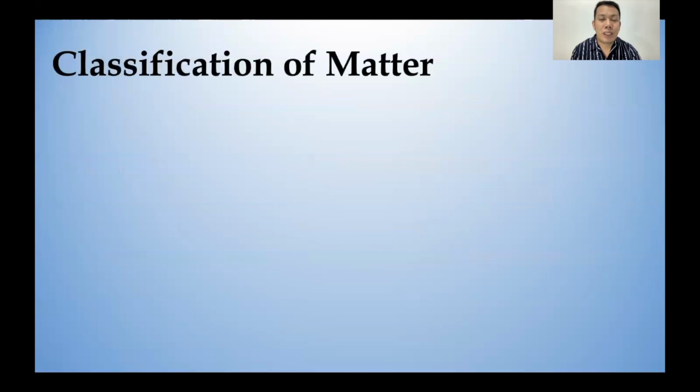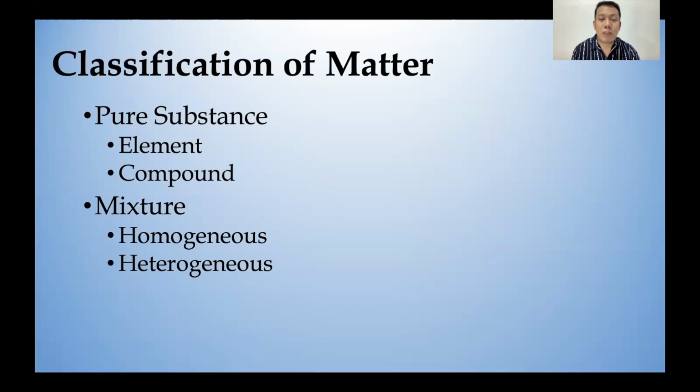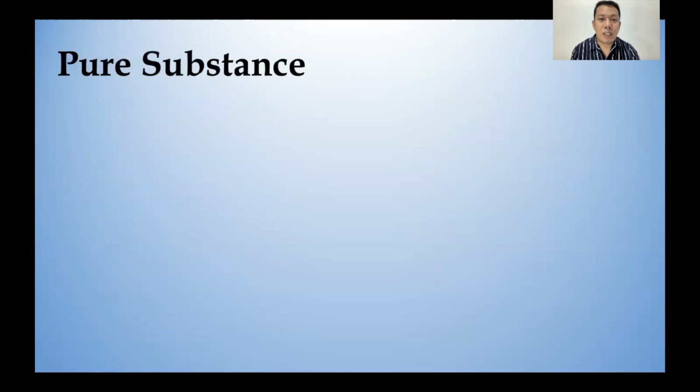So let us now proceed to the classification of matter. Matter is classified as pure substance, which is composed of element or compound, and mixture, which is classified as a homogeneous mixture or a heterogeneous mixture. Okay, so we are going to discuss that one at a time.